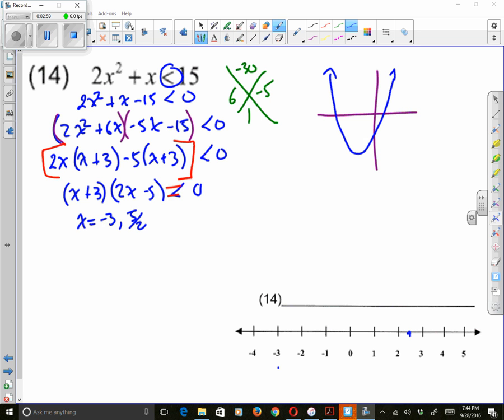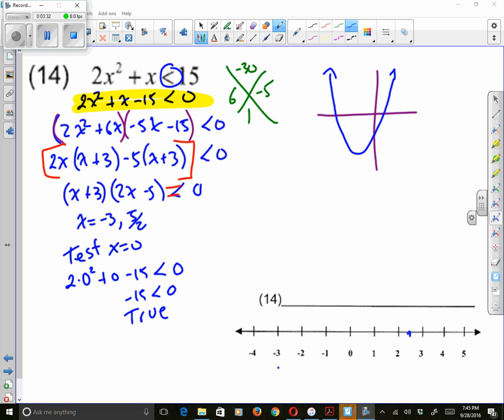We'll work with this particular equation right now and plug in some points. So let's choose 0. 0 is the easiest one. So test x equals 0. So 2 times 0 squared plus 0 minus 15 is less than 0. Is that true? Negative 15 is less than 0, so that's true.